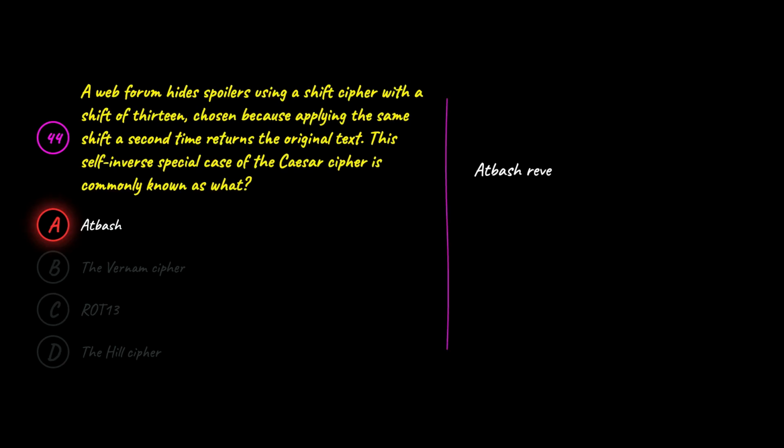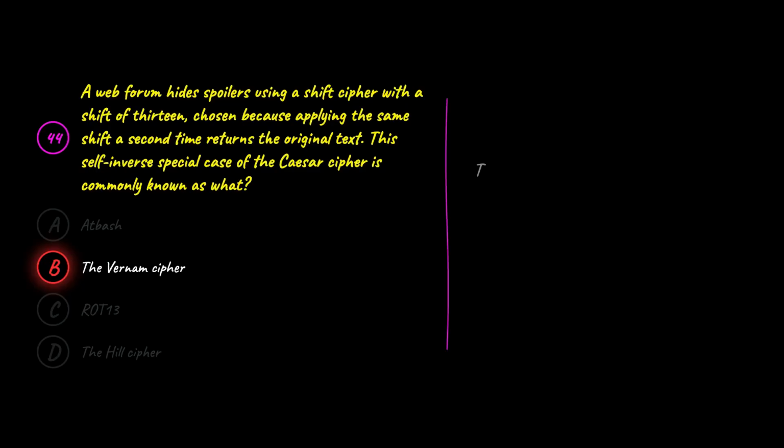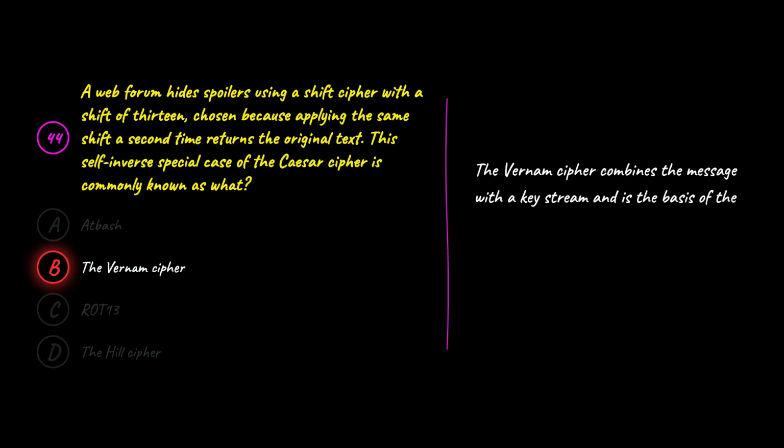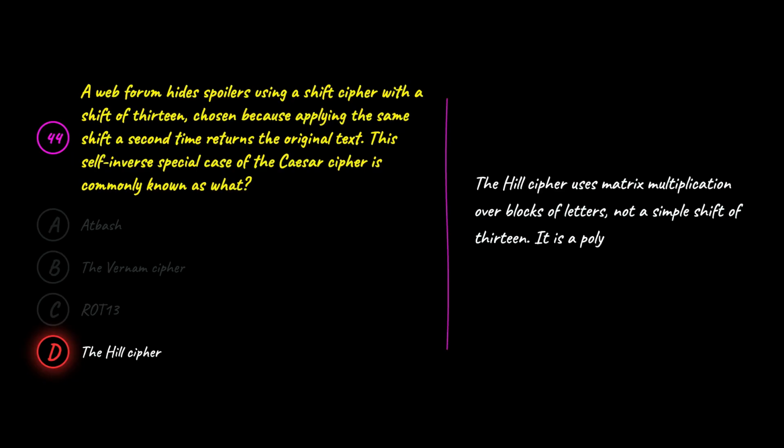A is wrong because Atbash reverses the alphabet, so A maps to Z, which is a different fixed monoalphabetic cipher, not a shift of 13. It is self-inverse too, but is not called ROT13. B is wrong because the Vernam cipher combines the message with a key stream and is the basis of the one-time pad, not a shift of 13. It is unrelated to the spoiler hiding use described. D is wrong because the Hill cipher uses matrix multiplication over blocks of letters, not a simple shift of 13. It is a polygraphic algebraic cipher, not ROT13.